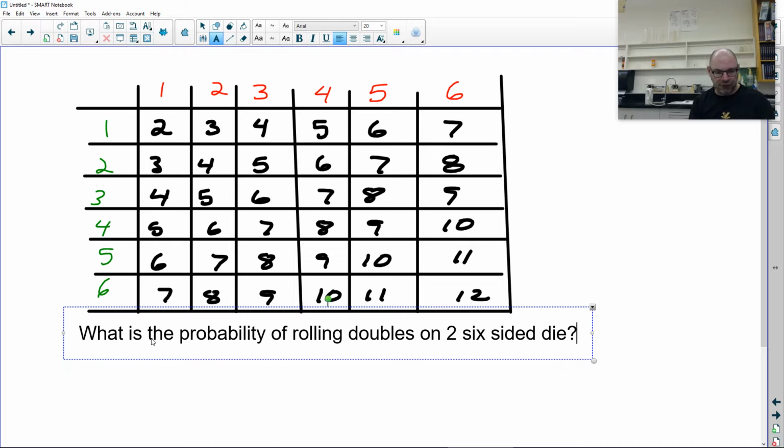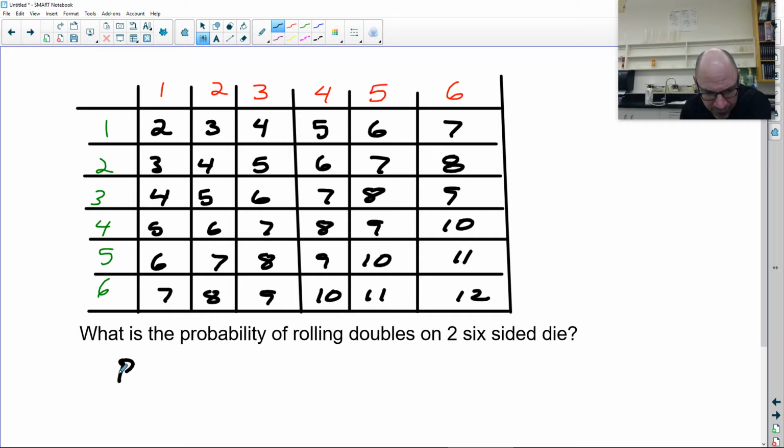Okay, so favorable over total. The total obviously is 36. This is 6 by 6, so it's going to be out of 36 every time. So probability is going to equal the favorable over the total.